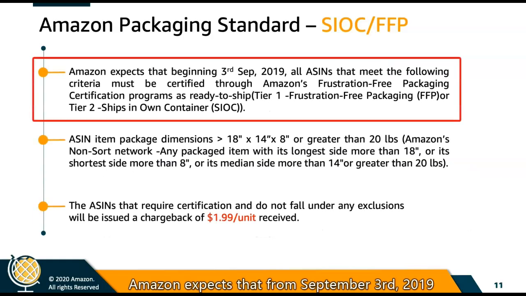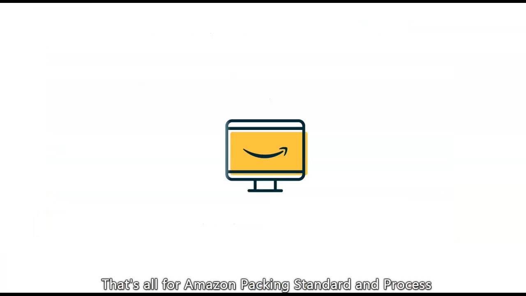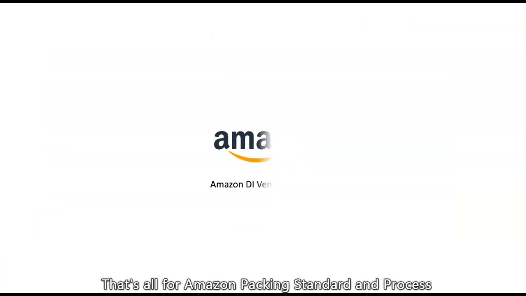Amazon expects that from September 3rd, 2019, all ASINs that meet the criteria listed here must be certified through Amazon's frustration-free packaging certification programs as ready to ship. ASINs that require certification and do not fall under any exclusions will be issued a chargeback of $1.99 per unit received. That's all for Amazon Packaging Standard and Process.